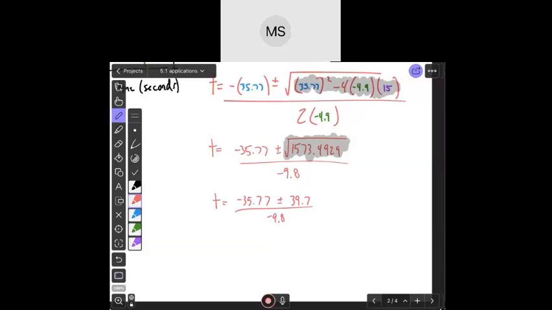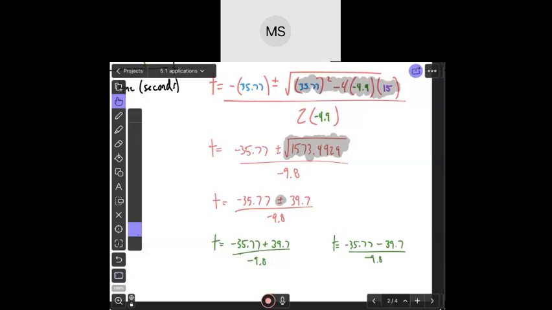Now we're at the point where we need to deal with the plus or minus. What that means is that we have t equals negative 35.77 plus 39.7 over negative 9.8. We also have t equals negative 35.77 minus 39.7 over negative 9.8.